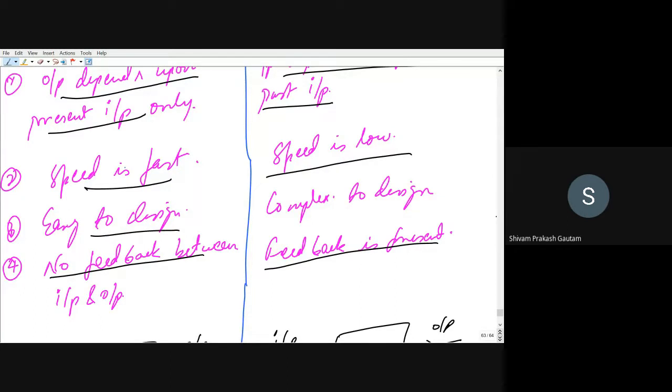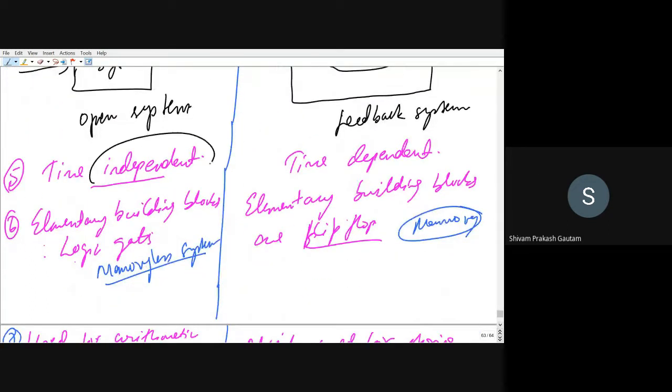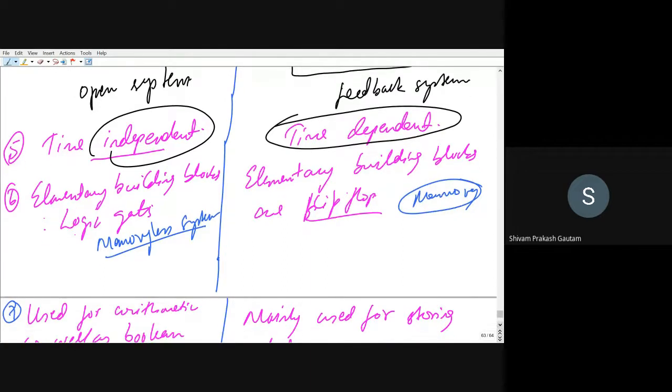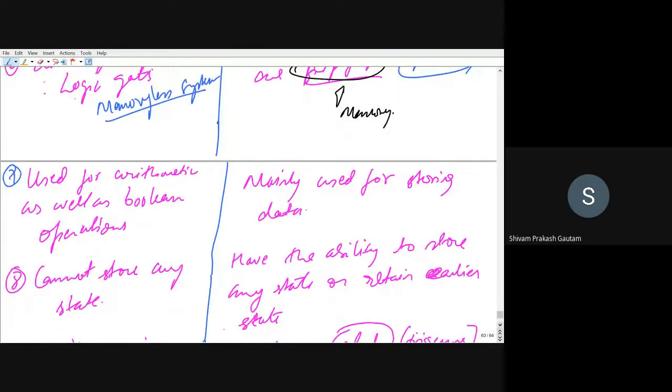It is easy to design. It is complex to design. Feedback is not present. Feedback is present. Combinational is time independent. That means whenever you provide the input, you will get the same output. Sequential is time dependent. That is, depending upon the time instant you are providing the input, and depending upon the previous state output, the output may change. Elementary building blocks are logic gates. Elementary building blocks are flip-flops. So flip-flops are acting as a memory element. We will study later. Combinational is used for arithmetic as well as Boolean operation.